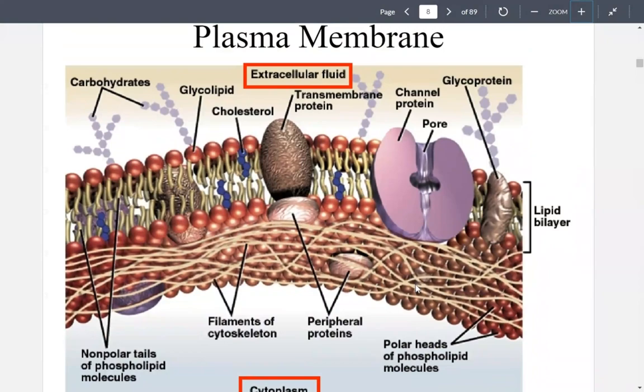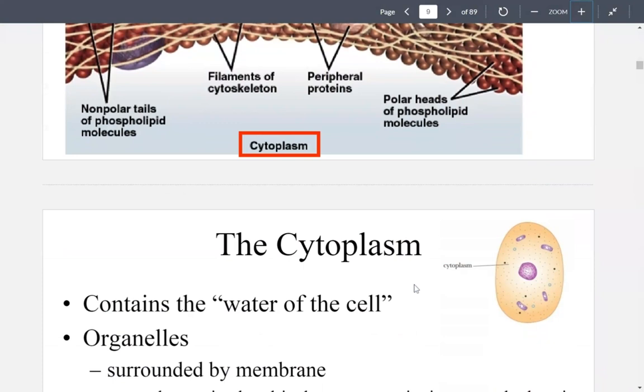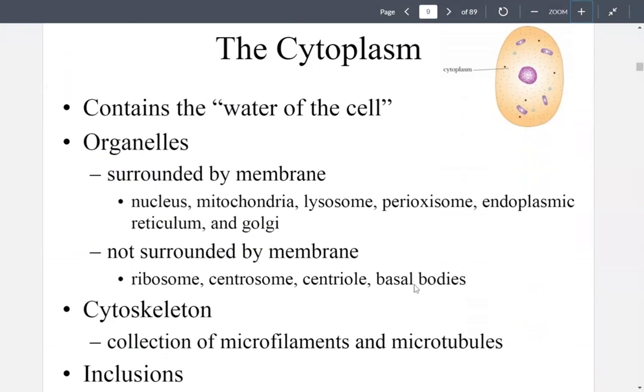But this is an artistic rendering of what that may look like. Okay, cytoplasm, everything inside the cell. Now, the organelles found in the cytoplasm are divided into two categories: membrane-bound and non-membrane-bound. It sounds exactly like what it is. Membrane-bound organelles have a phospholipid membrane that surrounds them.